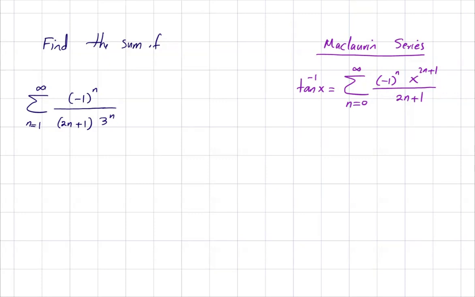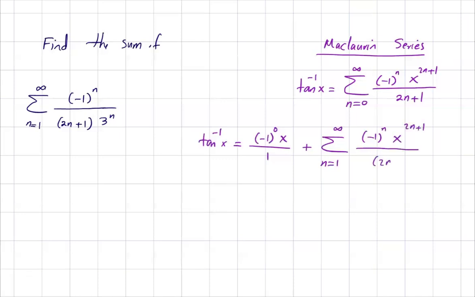In finding the sum of the series (-1)^n divided by (2n+1) times 3^n, when n starts from 1 and goes to infinity, we're using Maclaurin series. The Maclaurin series for inverse tangent can be written as (-1)^0 x divided by 1, plus the rest of the terms. n starts at 1, goes to infinity, (-1)^n x^(2n+1) divided by 2n+1. Now, if you check the similarities, you have (-1)^n, you have 2n+1.